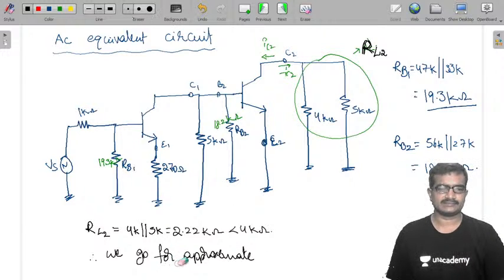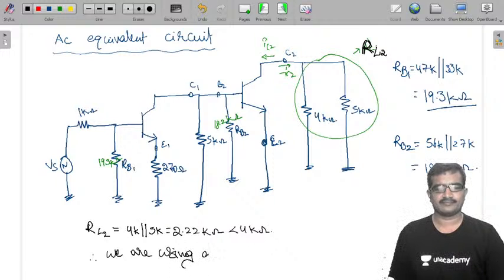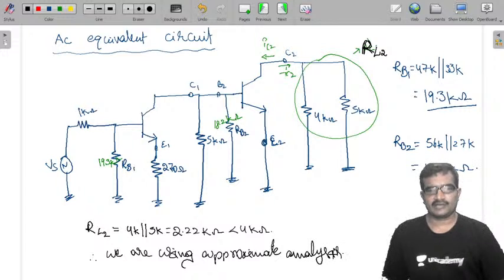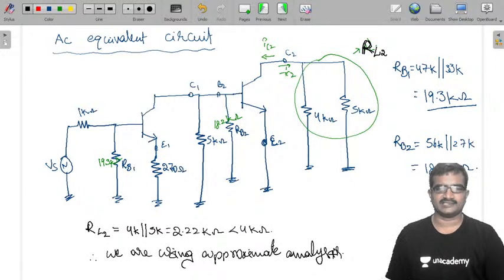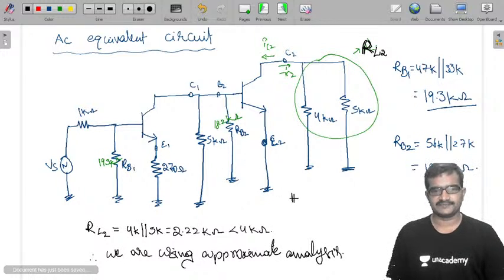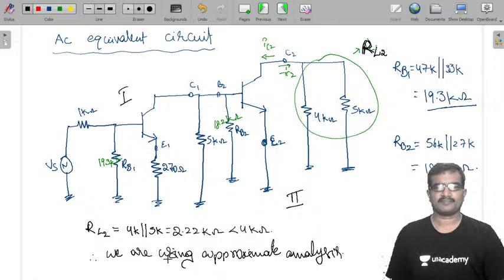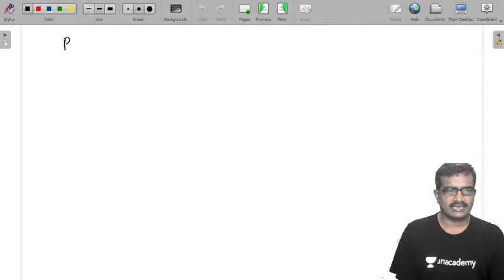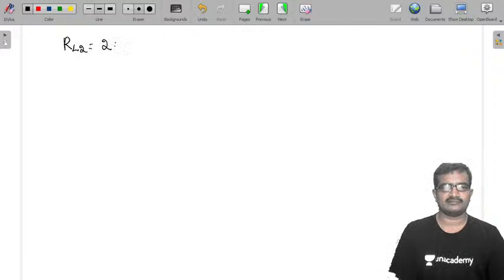Okay, so we are using approximate analysis simply. Now, we know the approximate analysis of CE stage. So this is a second stage, this is first stage. Now RL2 is 2.22K. Now I am going to second stage analysis.